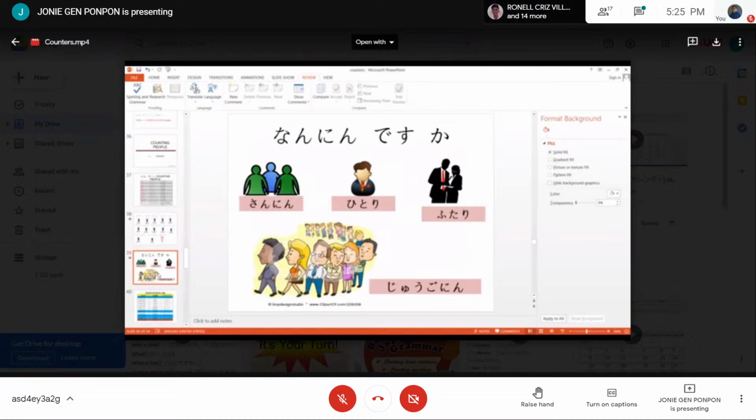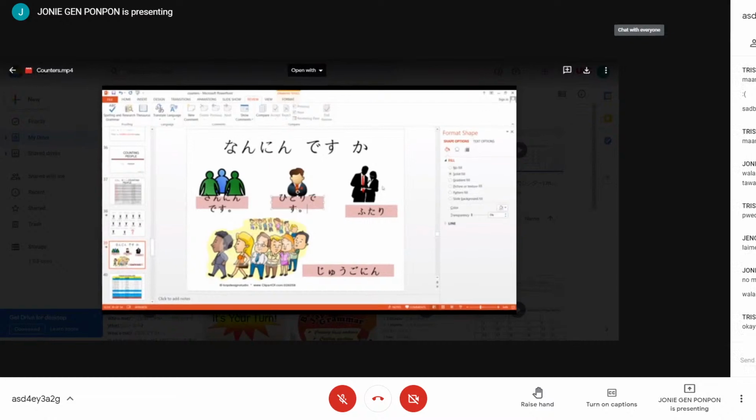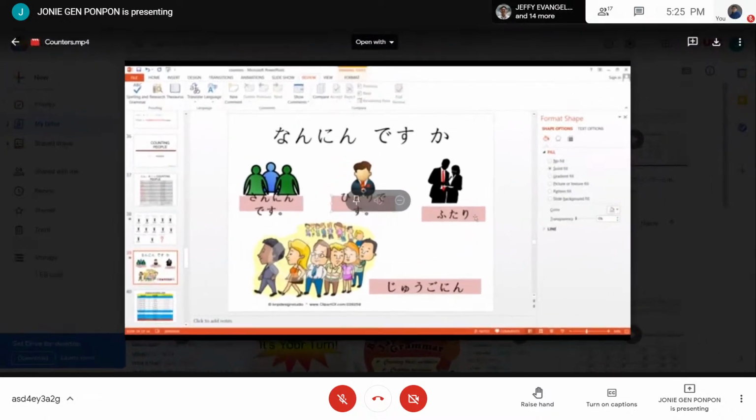Okay, another exercise. How many, nan nin desu ka? How many persons? Okay, 1, 2, 3. Sannin desu. This one, 1 person, hitori desu. This one, 2 people. 2 people is futari. Futari desu.